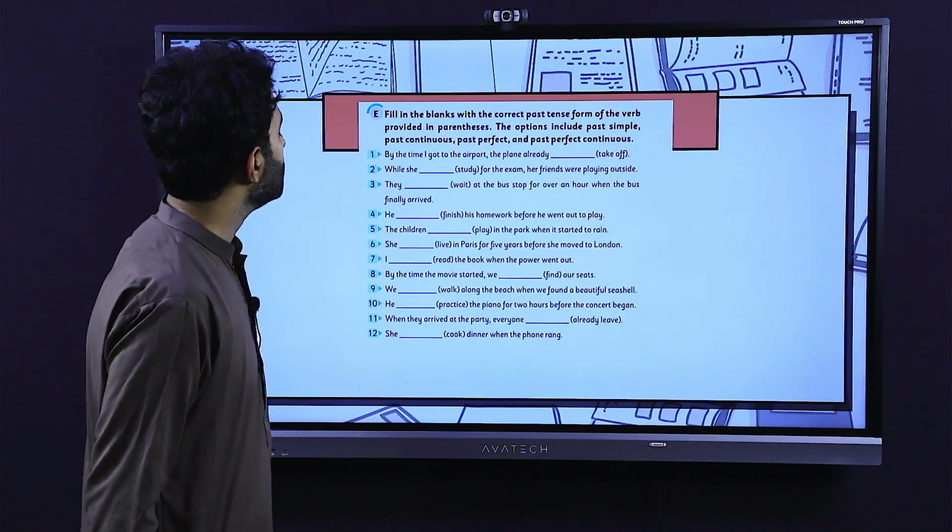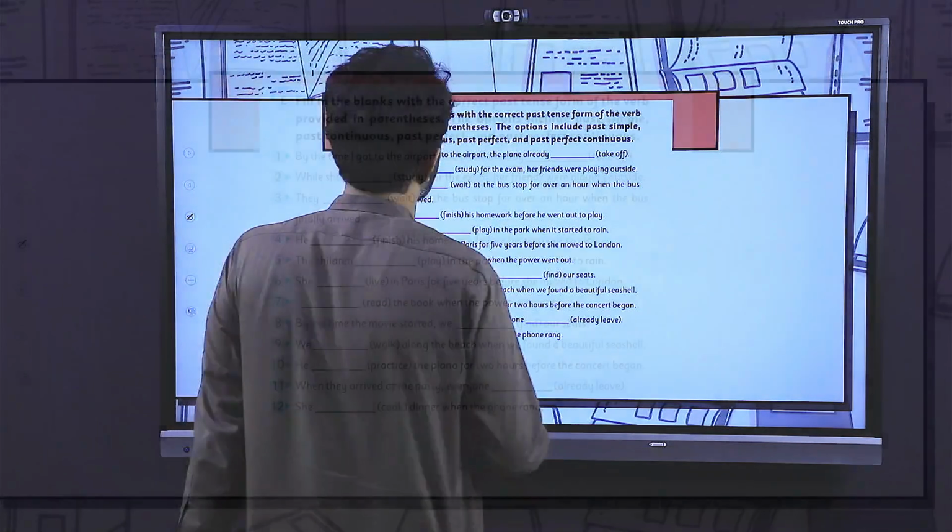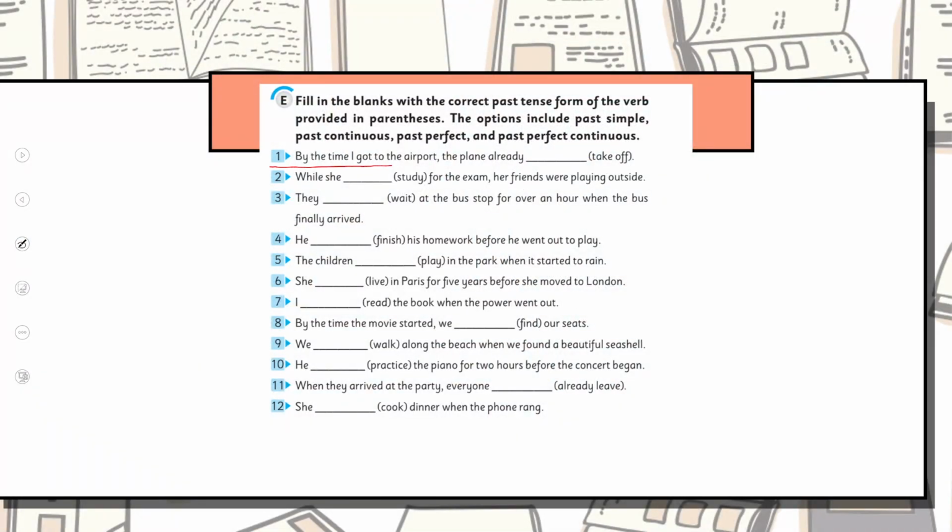Now, by the time I got to the airport, the plane already take off. This is our hint. So what's the right answer? Taken off.